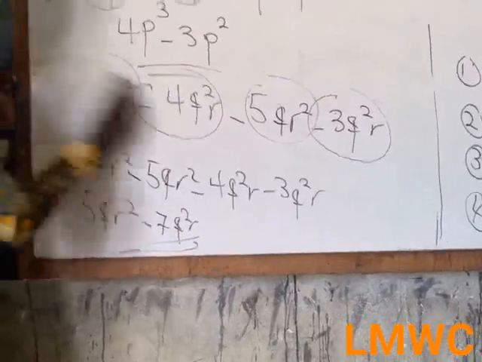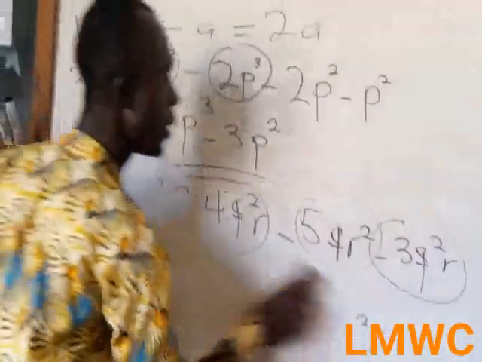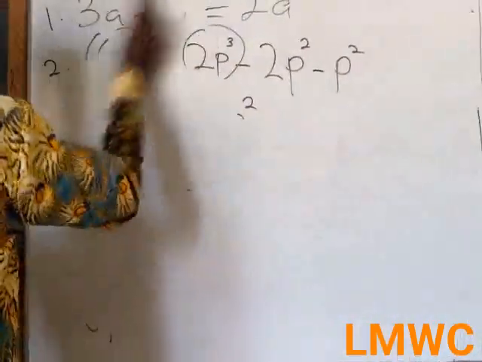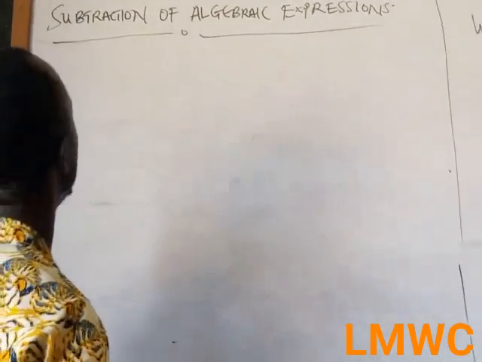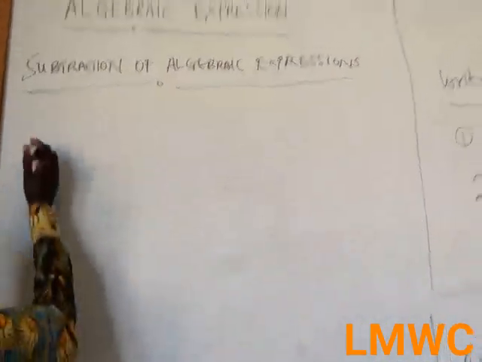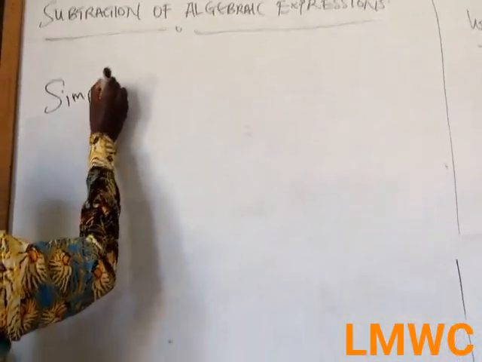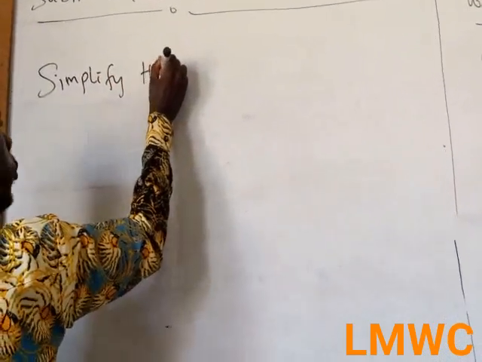So now I'm going to combine addition and subtraction of algebraic expressions. Once we know like terms and unlike terms, simplify the following.